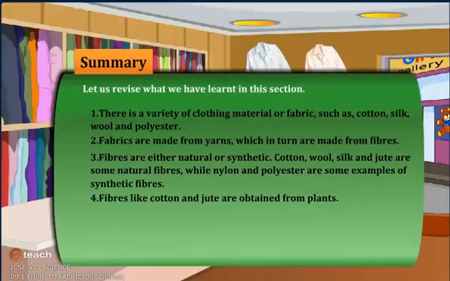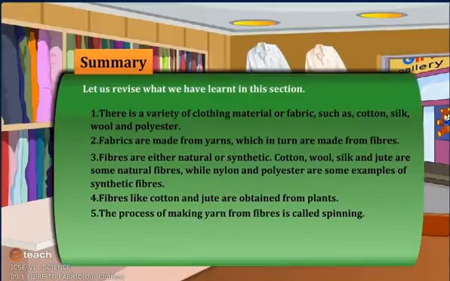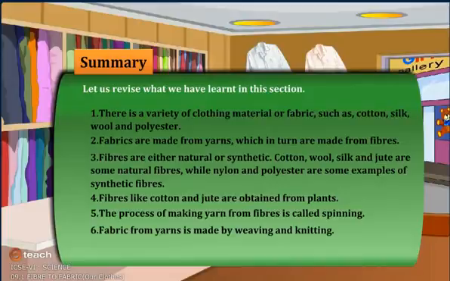Fibers like cotton and jute are obtained from plants. The process of making yarn from fibers is called spinning. Fabrics from yarns are made by weaving and knitting.